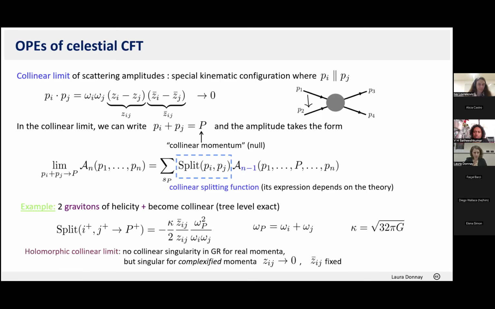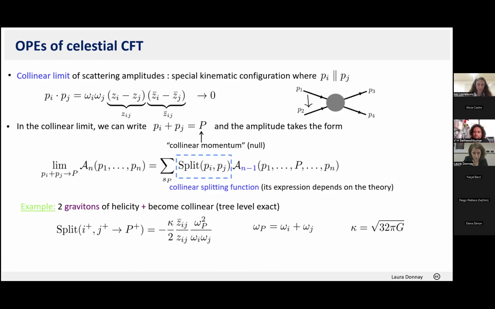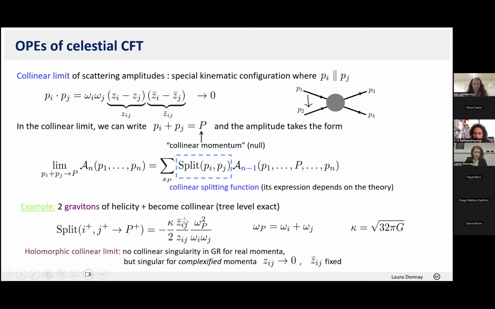Okay, let's go. Okay, so let's do it. Sorry, I forgot to say something. So I said before, we have a collinear singularity if the splitting function has a singularity. Here, let me make an important remark: if you're in the amplitude community, you will often hear people say that GR doesn't have collinear singularity.